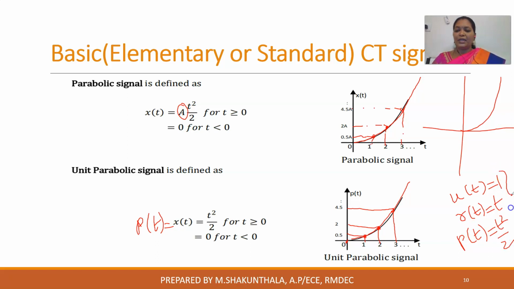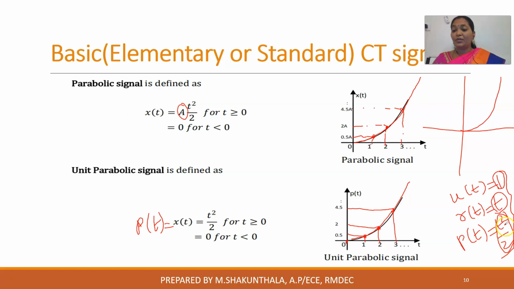So when you compare these three values, what do you infer, or which mathematical operations can you relate with u of t, r of t and p of t? Can you guess? u of t value is 1, r of t value is t, p of t value is t square by 2. When you see these values, which mathematical operation do you remember? Yes, it is integration. When you integrate 1, you will get t. When you integrate t, you will get t square by 2.